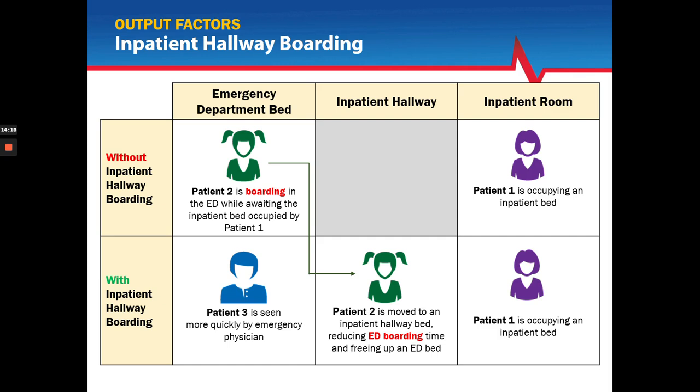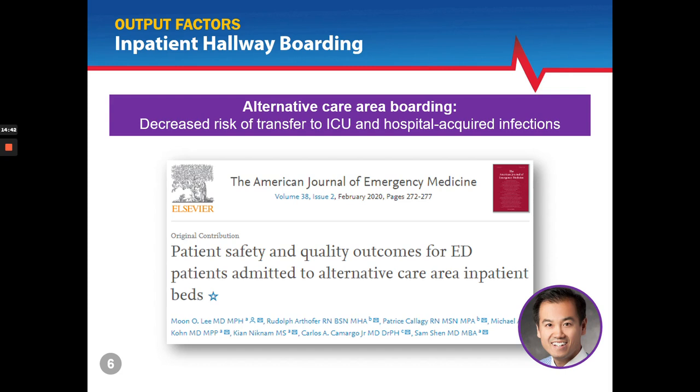So in this example, once again, in the top row, our green patient is admitted and she's boarding in the ED. She's using up an ED bed, meaning we can't see a new patient in the ED. If, however, we activate an inpatient hallway boarding program, we can now move that green patient up to a hallway space on the floor, which frees up her ED bed for us to see a new patient in the ED. So that's the basic concept.